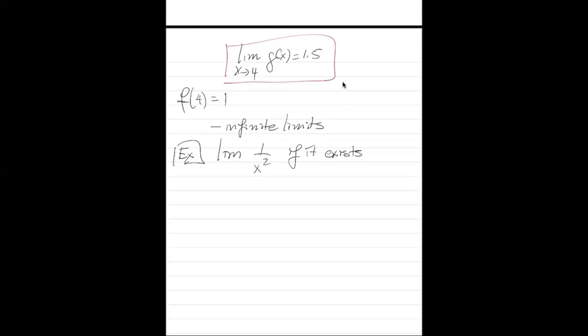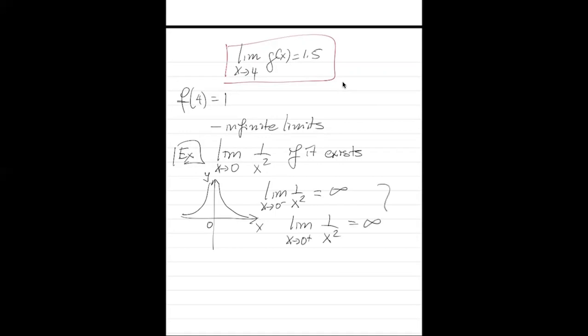We can look at the graph, a familiar function. What's happening at 0? Let's look at the left-hand limit first. X approaches 0 from the left, and the y value is approaching infinity. What about when x is approaching 0 from the right? Again, it is infinity. So these two are the same, even though they're not numbers, they're infinity. So the limit of this function when x approaches 0 is equal to infinity.